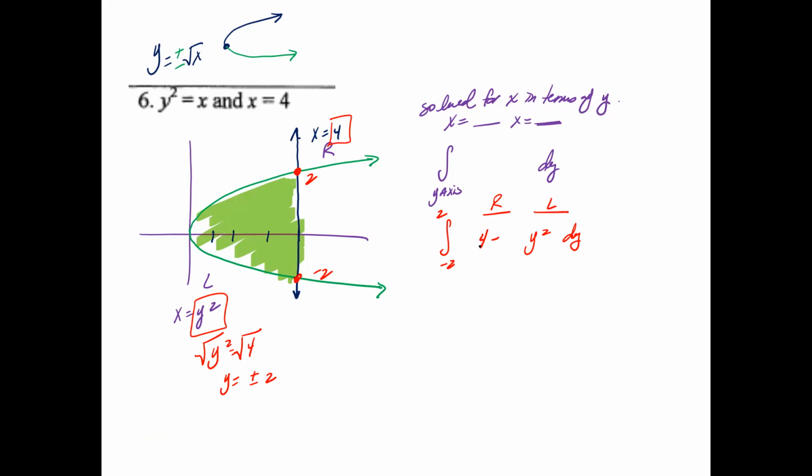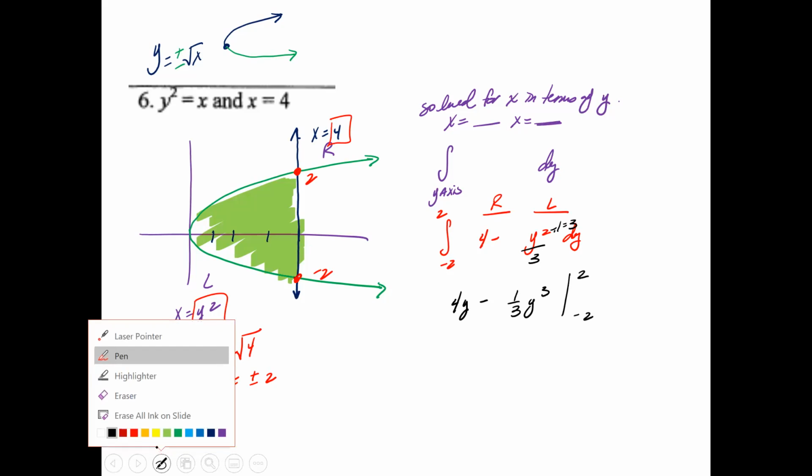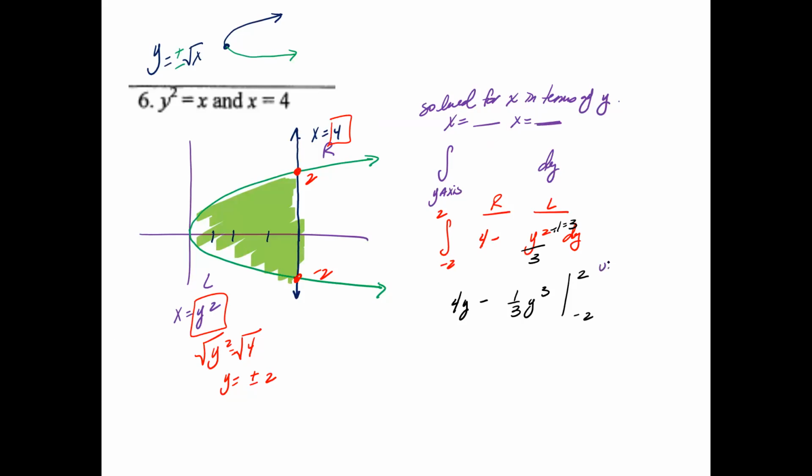All right, so then integral of 4 is just 4y minus 1/3 y to the third. Evaluate that from negative 2 to 2. And let's go ahead and plug that in. So here's your upper bound, which is 4 times 2 is 8, minus 2 to the third power is 8, 8 over 3, minus, plugging in your lower bound, 4 times negative 2 is a negative 8, but that negative moves to the positive 8.